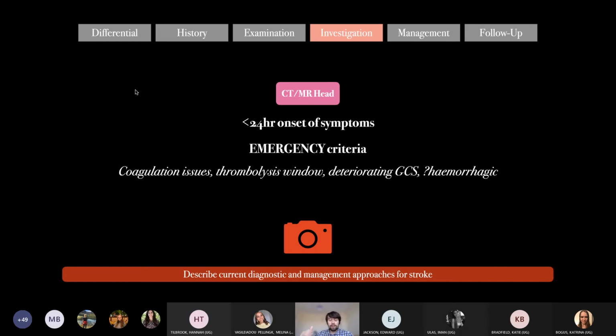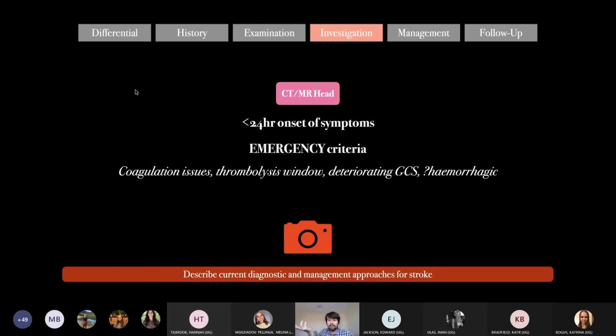So less than 24 hours with this emergency criteria, and that includes things like clotting issues. So are they making clots quite a lot? Okay, and if they are making clots quite a lot, then they're going to stand more chance of having a clot in the brain that causes a stroke, right? Really straightforward. Is their GCS deteriorating? So are they progressively getting worse and worse and worse? Well, that could be the sign of a massive hemorrhage that's pressing on the brain and pushing them down, down, down. It's rare, because hemorrhagic stroke, as we said before, is much rarer than an ischemic stroke, but it does occur.